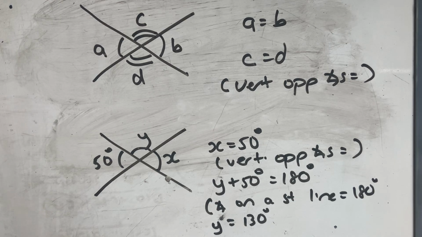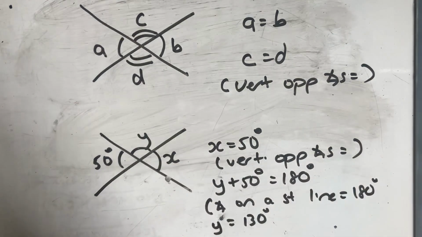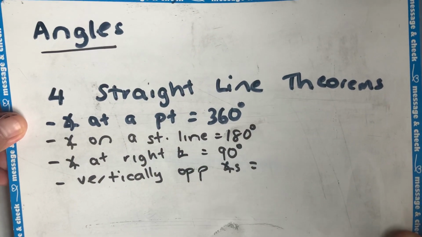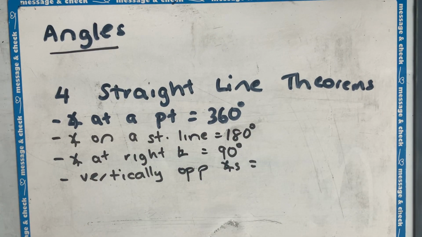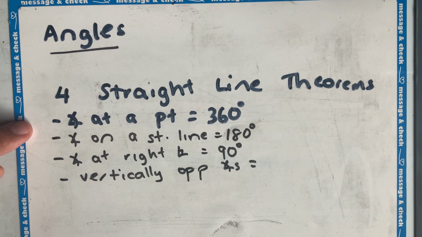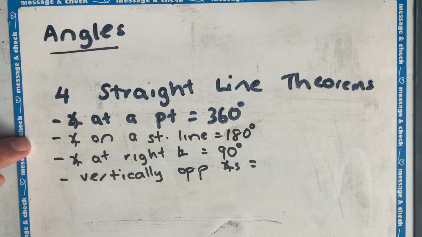So I repeat again, we have learned the four straight line theorems. The first one is angle at a point add up to 360. The second one, angle on a straight line add up to 180. The third one, angle at right angle equal to 90 degrees. And the last one, vertically opposite angles are equal.